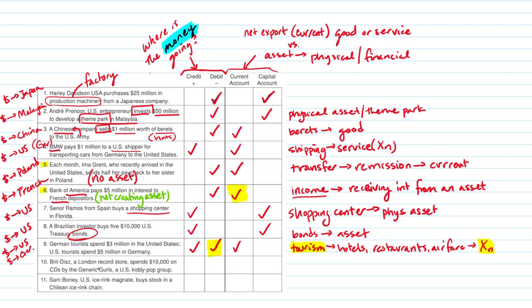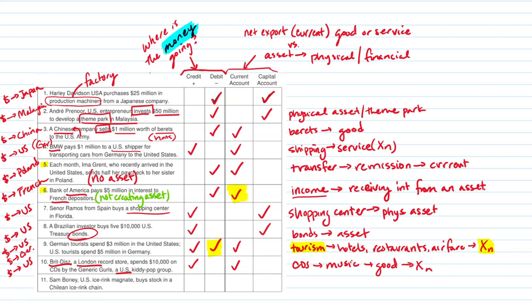A London record store spends $10,000 on CDs by the Generic Girls, a U.S. kiddie pop group. So we've got money coming to the United States, right? The British company is sending money to the United States. That's a credit for the United States. And this is on the current account. The CDs, not the asset CDs, but the music itself is a good. So that is a net export.